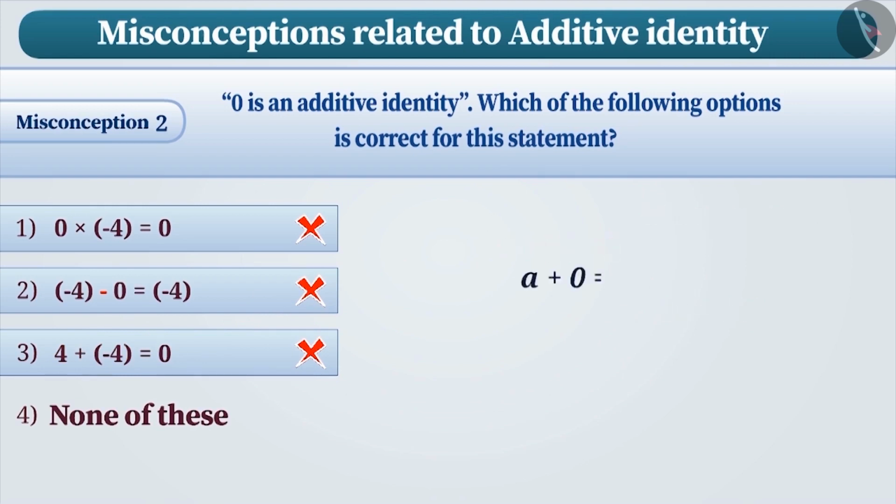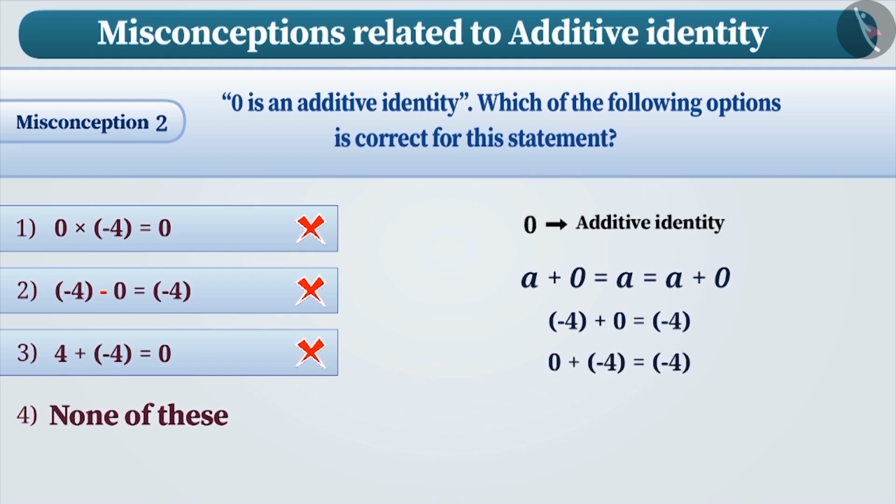Correct understanding is by adding 0 to any integer, the result obtained is the same integer. Like minus 4 plus 0 is equal to minus 4 or 0 plus minus 4 is equal to minus 4. Therefore, 0 is an additive identity. With this understanding, option 4 is correct answer.